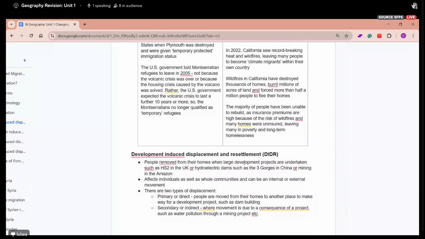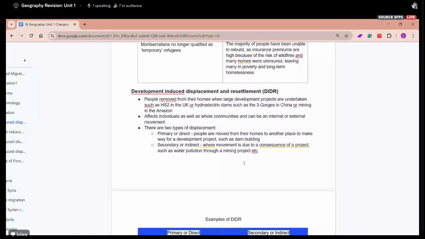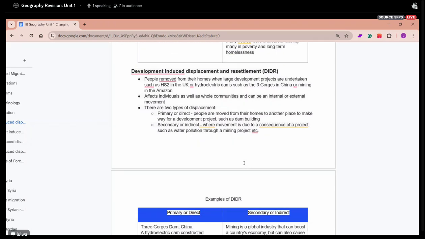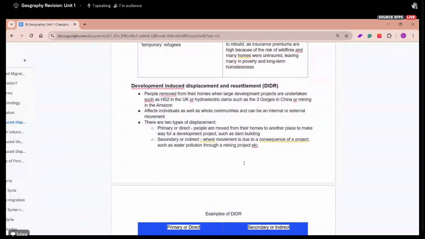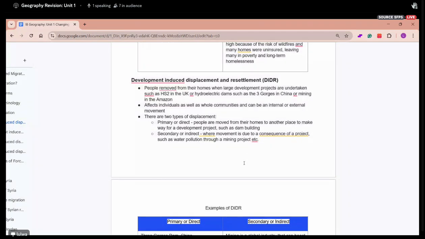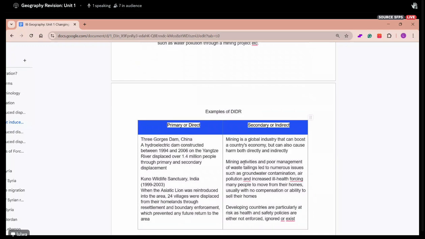And here's development-induced displacement, which means people who are removed from their homes when large projects are undertaken. So for example, with the Three Gorges Dam, they wanted to build a dam over a river, and so they forced people out of their homes in order to do so. So the Three Gorges Dam is an example of direct development-induced displacement. That's a very big DIDR. Let's just say DIDR. It's an example of primary DIDR. So the Three Gorges Dam was a hydroelectric dam which displaced over 1.4 million people.